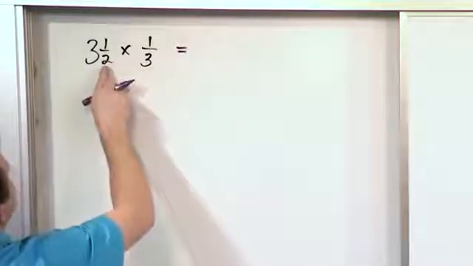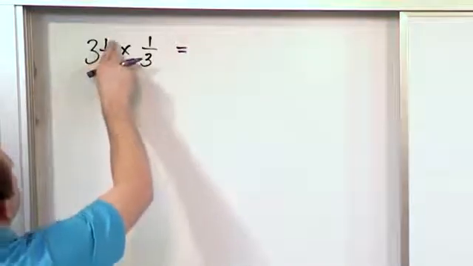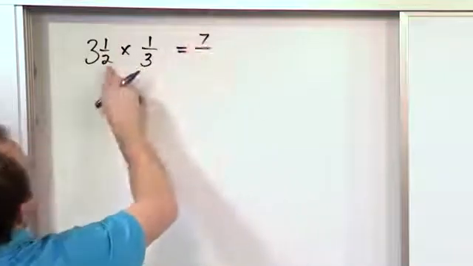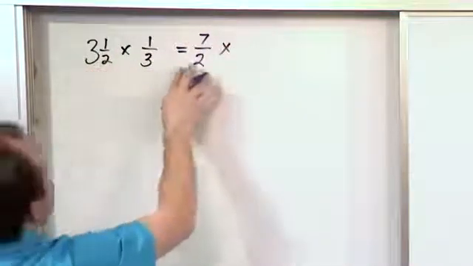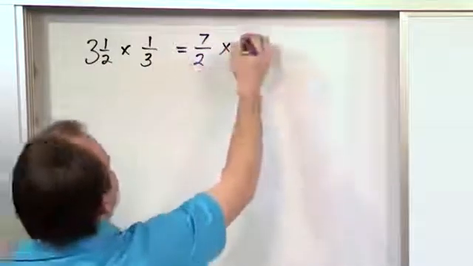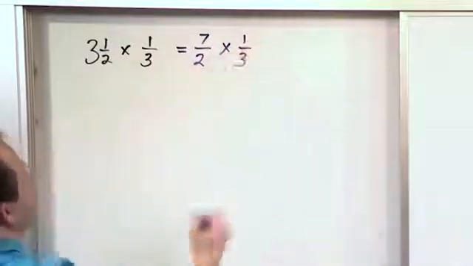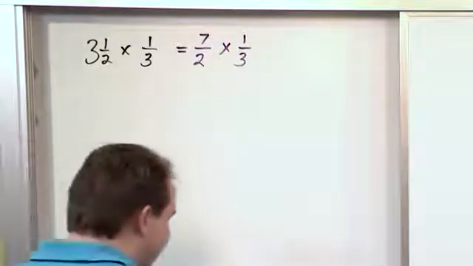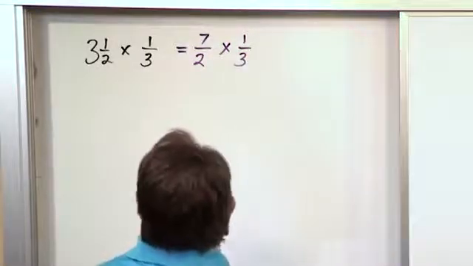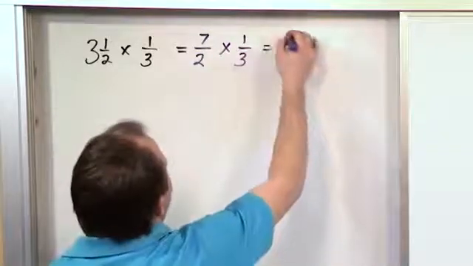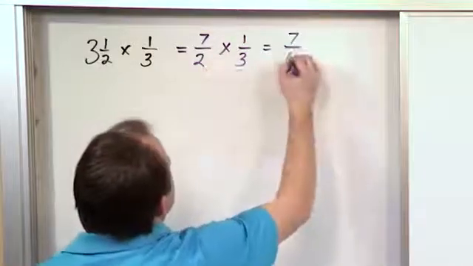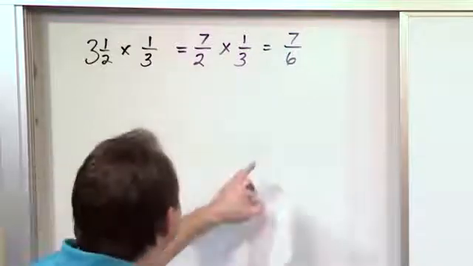So for this one, 2 times 3 gives me 6, plus 1 gives me 7, and I always write it over the bottom. So now I've transformed this into a fraction, and now when I multiply it by 1/3, I treat it exactly the same way as I've done every other fraction that I've multiplied. I multiply the tops and I multiply the bottoms. 7 times 1 gives me 7, 2 times 3 gives me 6. So the answer is 7/6.